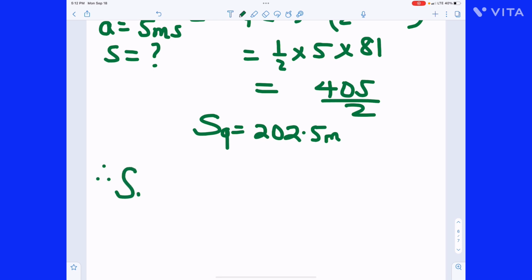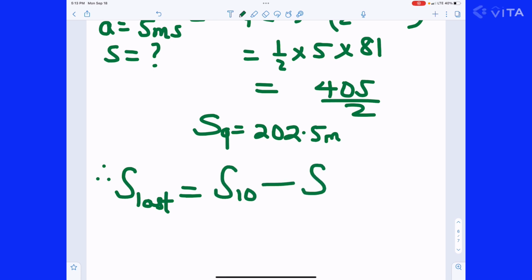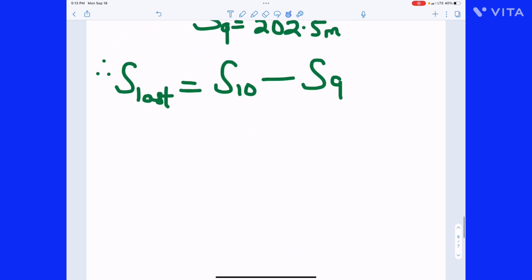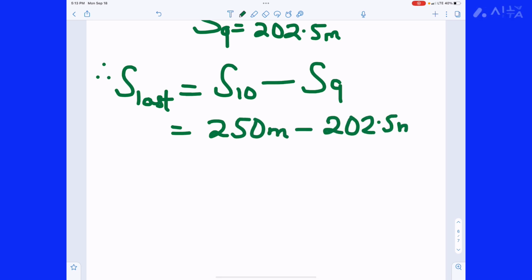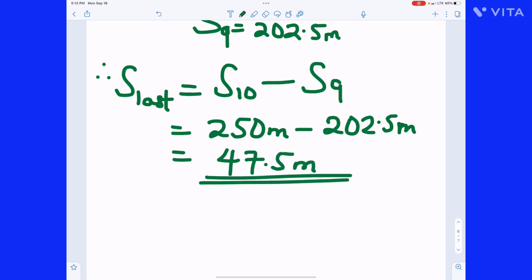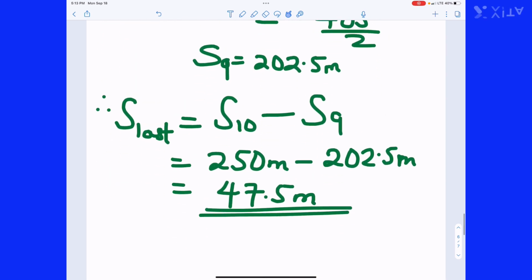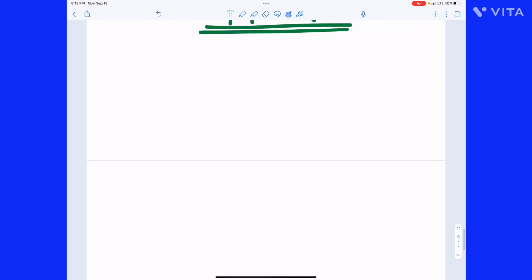Therefore, the distance traveled in the last second, which is S10, is the distance traveled for the whole 10 seconds minus the distance traveled for the first 9 seconds, which is equal to what? 250 meters minus 202.5 meters. And that's what? That's 47.5 meters. That's 47.5 meters distance traveled in the last second.